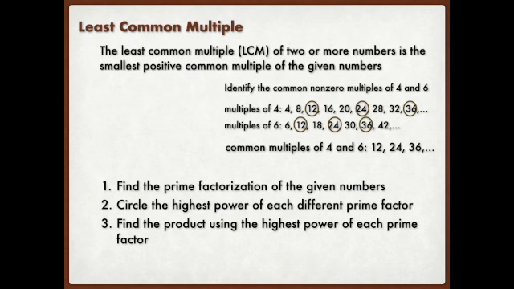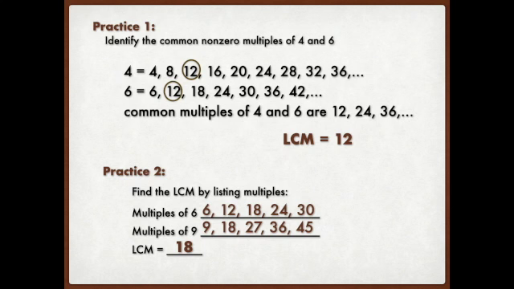Now, with the least common multiple, when we do the prime factorization, you're going to take the number, do the prime factorization, and circle the highest power of each prime number. Then you're going to find the product of the highest power of each prime factor. Let's look at some examples.